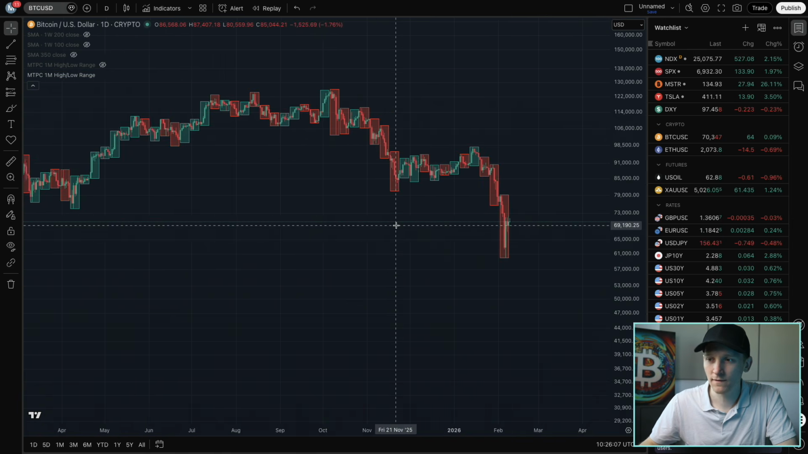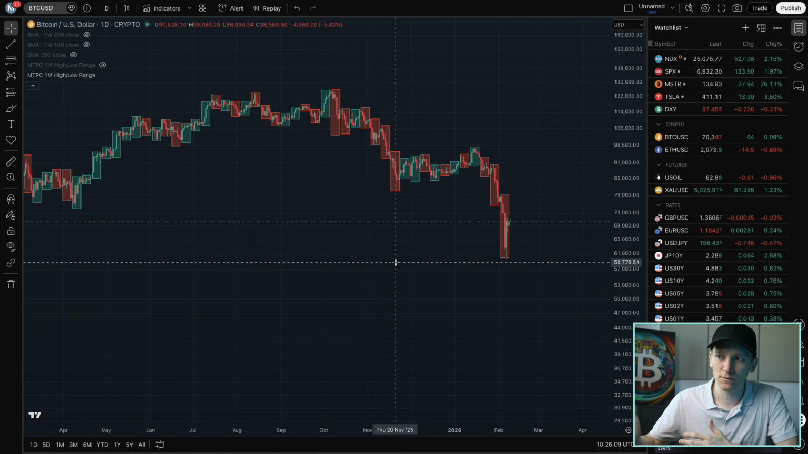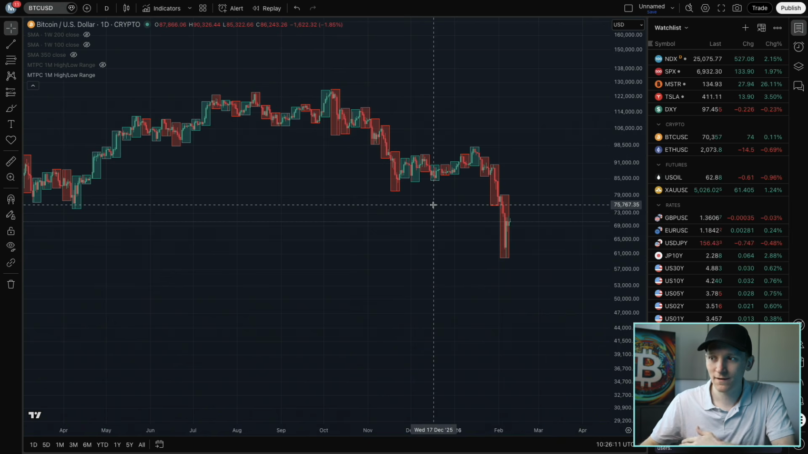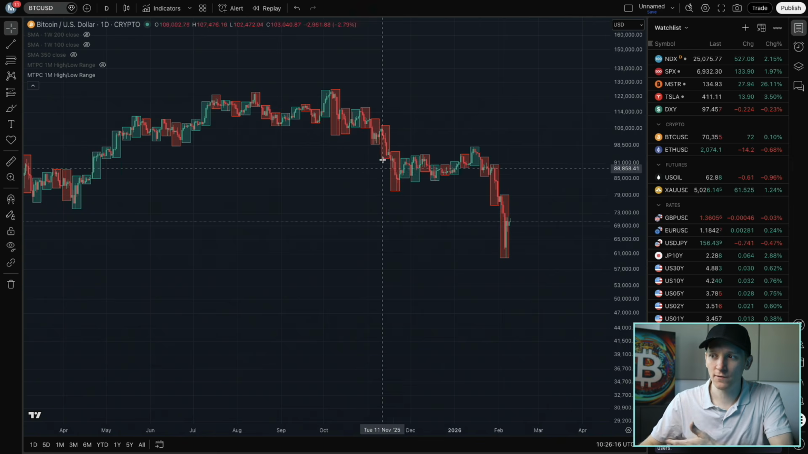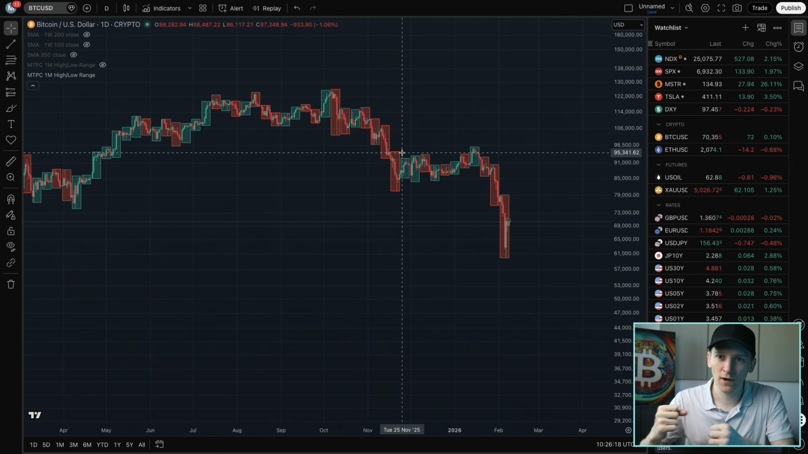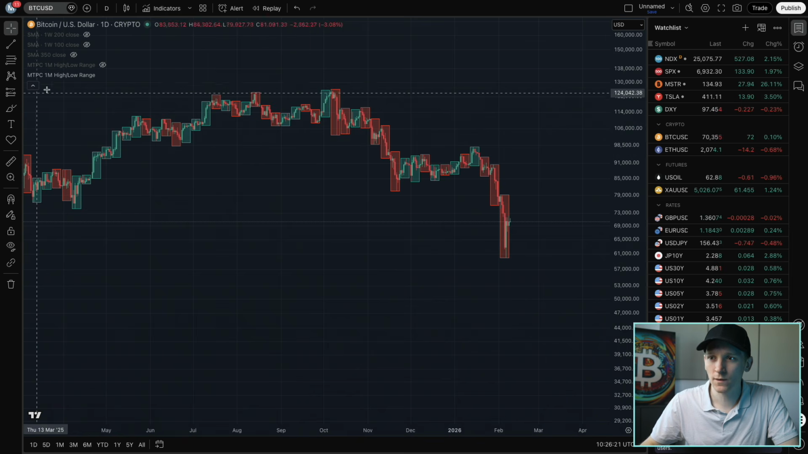And I think the biggest use case for this is figuring out support and resistance levels, because you can see where the price got to on the monthly. And so if you're going to come into those levels again, that's where you would typically find some support and resistance. So what we can do is change this around.